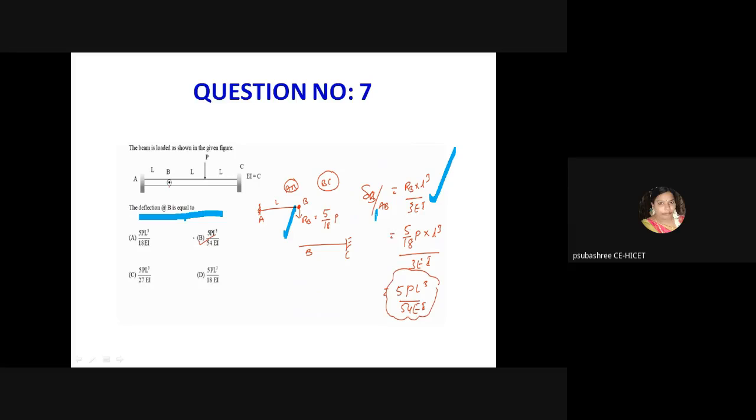Deflection at B is equal to span AB's delta. So 5 divided by 18 P is the reaction at B, into L cube divided by 3EI. We will get 5PL cube divided by 54EI. So option B is correct. In the previous question, we calculated the redundant reaction at B; here, we calculate the deflection at B. Is it clear?